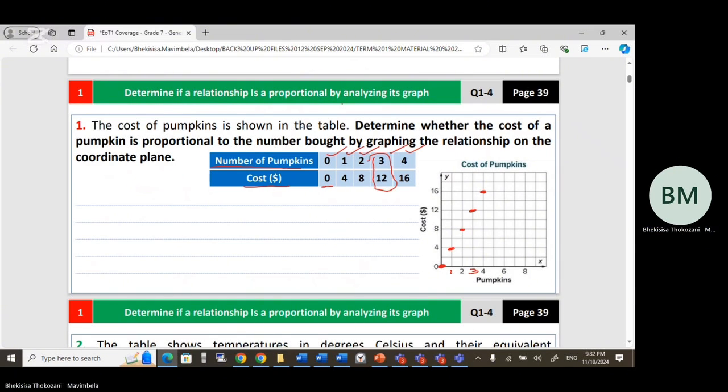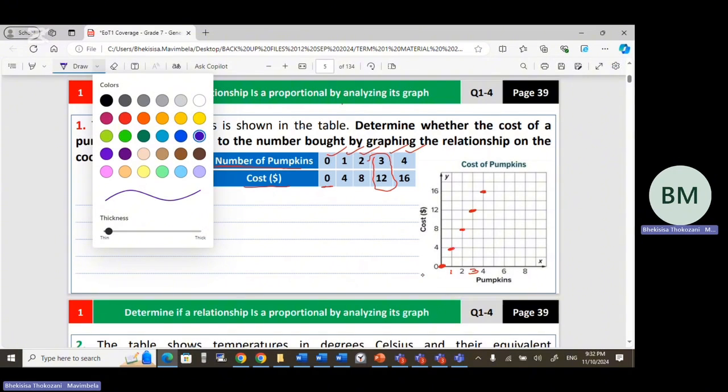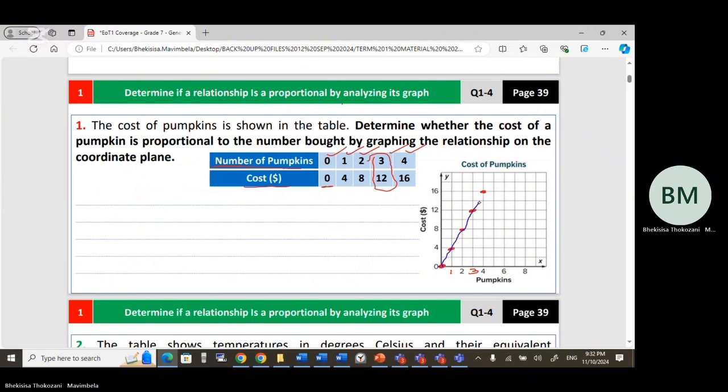So now I'm going to graph. I'm going to use this color just to show you, and I will try my best to draw a straight line here. Once you have done that, you can just join these points like this. So this is supposed to be my straight line. I'm not using a ruler, I was just using freehand, but this is what we are talking about.